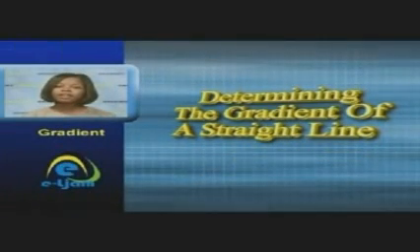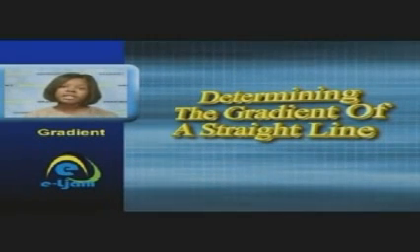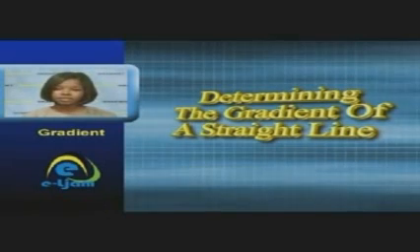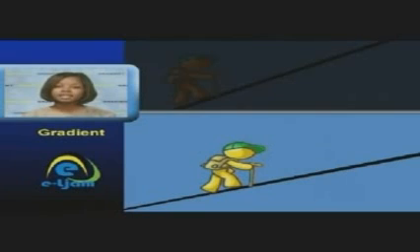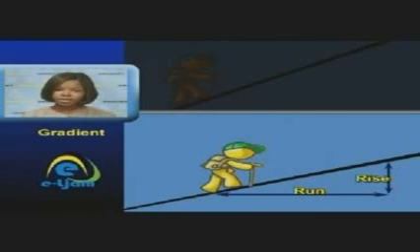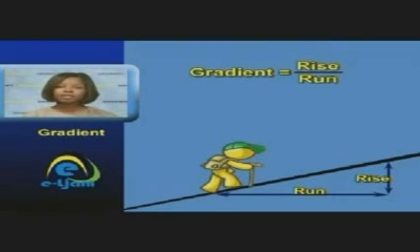Equations of lines have a gradient. The gradient of a line, also called its slope, refers to the steepness of the line. Look at the following two pictures. Who has the easier climb? The one whose slope is less steep would have the easier climb. There are two components which affect slopes, the vertical rise and the horizontal run. The gradient or slope of any line is the ratio of the rise to the run of a line.